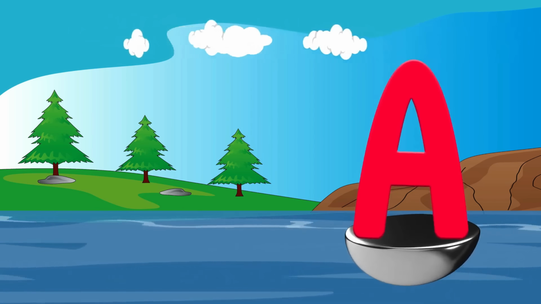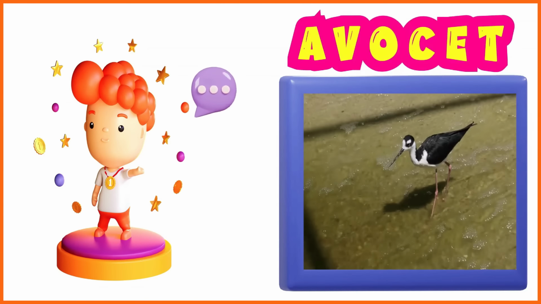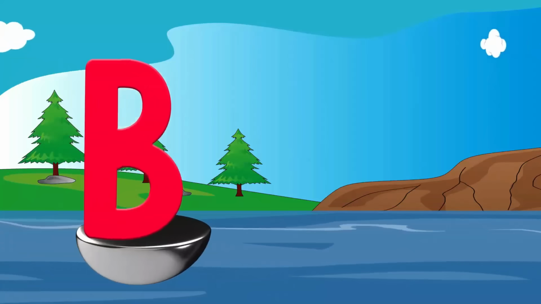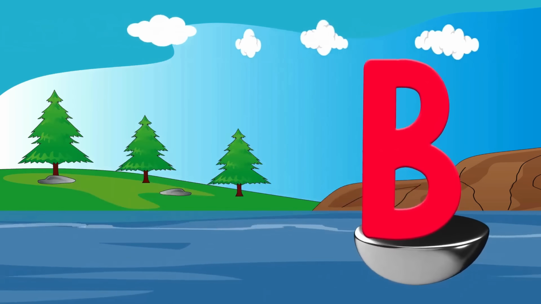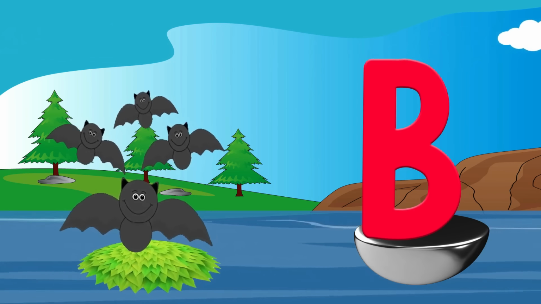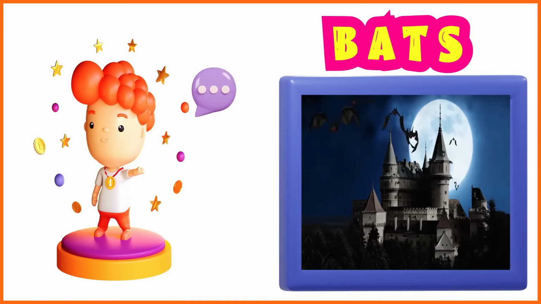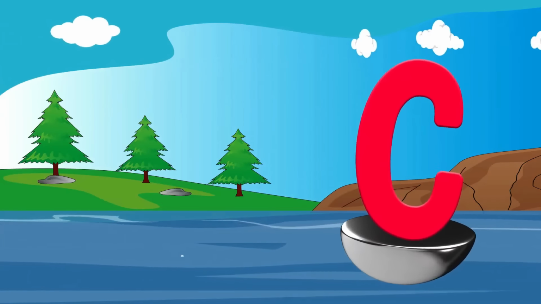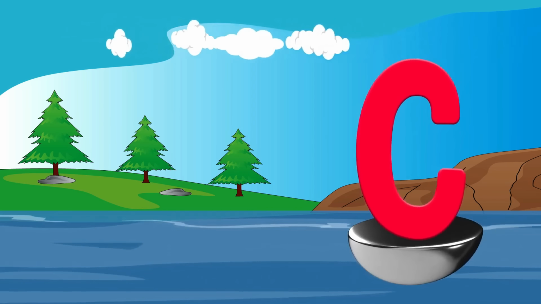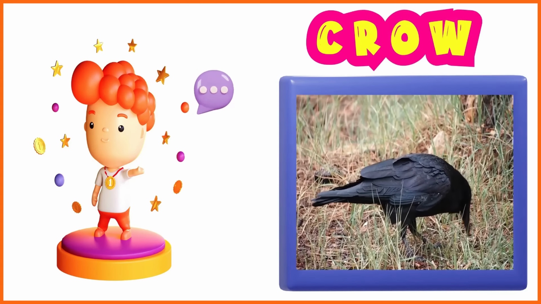A is for avocet. Avocet. B is for bats. Bats. C is for crow.